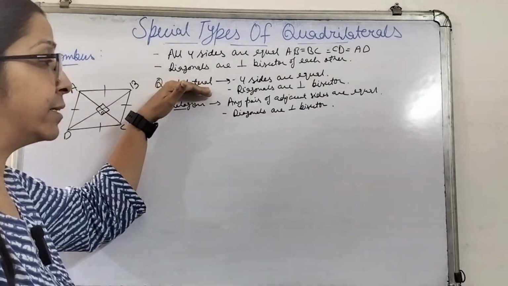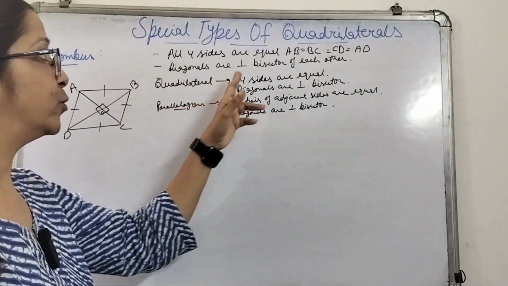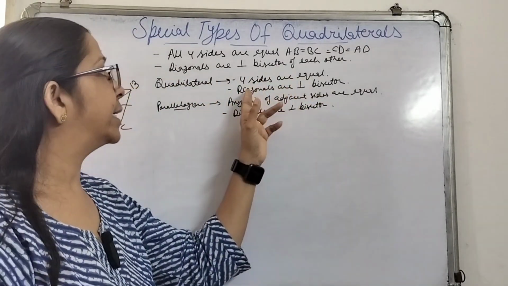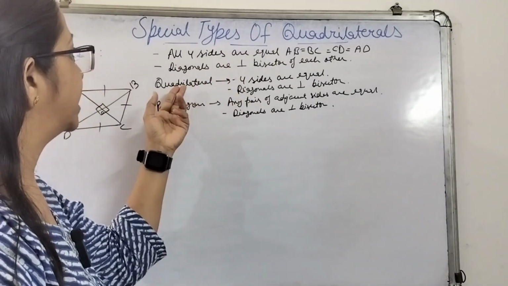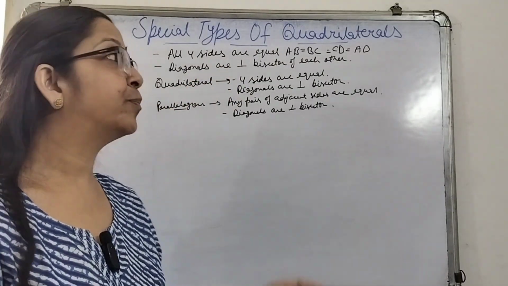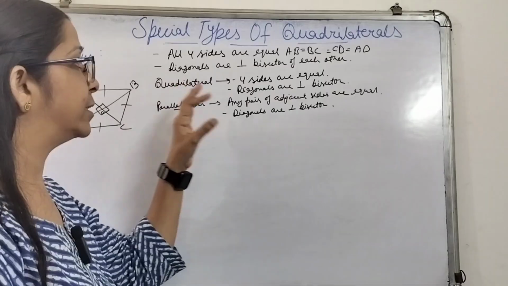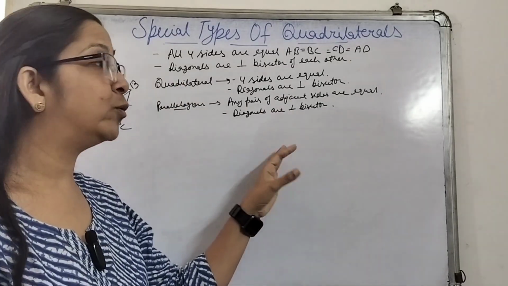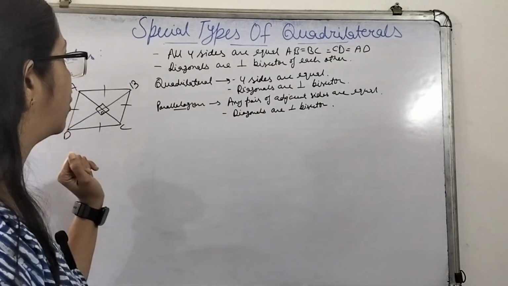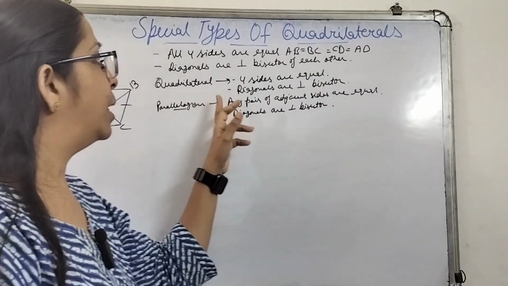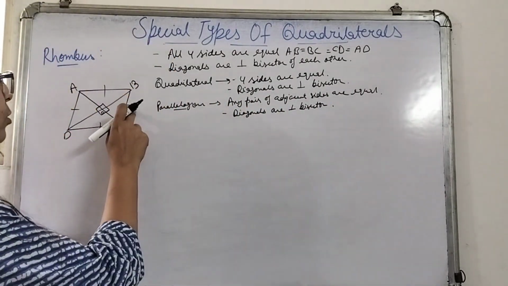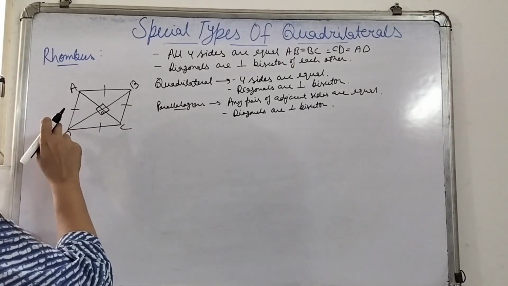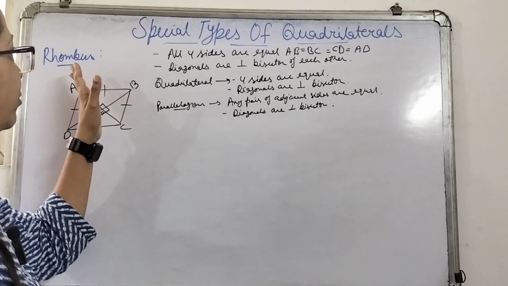So if a quadrilateral is given, then we need to prove that all the four sides are equal and diagonals are perpendicular bisectors. If we prove both the things, then we can say that the given quadrilateral is a rhombus. And if it is given that it is a parallelogram and we need to prove that the given parallelogram is a rhombus, then we have to prove that any pair of adjacent sides are equal. If we can prove that this side is equal to this side or this side is equal to this side, then we will conclude that it will be a rhombus.